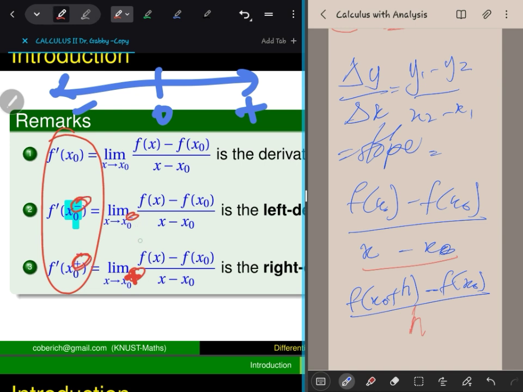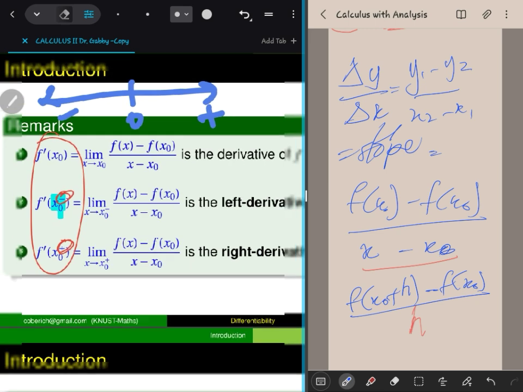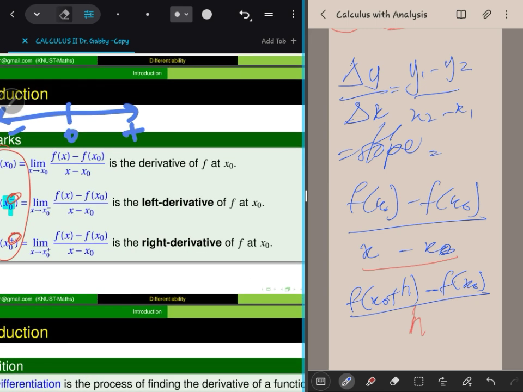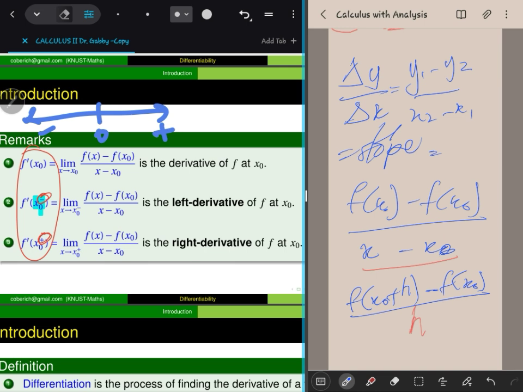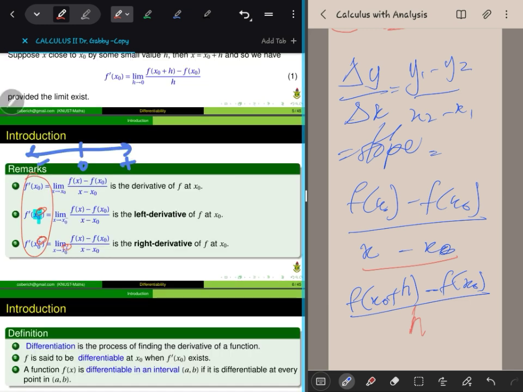But this negative and positive here are just saying that we are approaching the same value from different directions, right? When we are approaching from the left side, we say the left derivative. When it's approaching from the right side, which is this positive sign, we say this is the right derivative, because we are approaching the same value from the right-hand side. Whatever discussion we are doing here, we are doing it on real numbers. That's why the left-hand side and right-hand side exist.